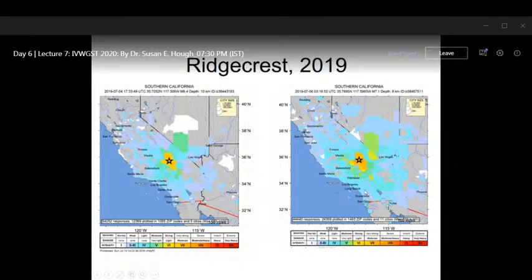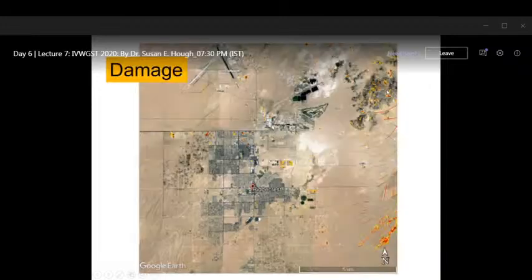This is a damage proxy map. I probably don't have time to explain this, but you can use satellite imagery, and there are some very nice techniques that have been developed to look at how the coherence of satellite images changes after an earthquake, and you can identify places on the ground that were damaged, either because the fault moved, so this is part of the fault, or because you had rock slides, or because buildings were damaged. So here's this town of Ridgecrest.